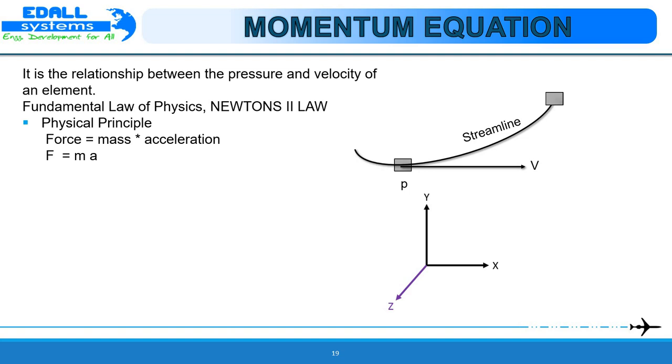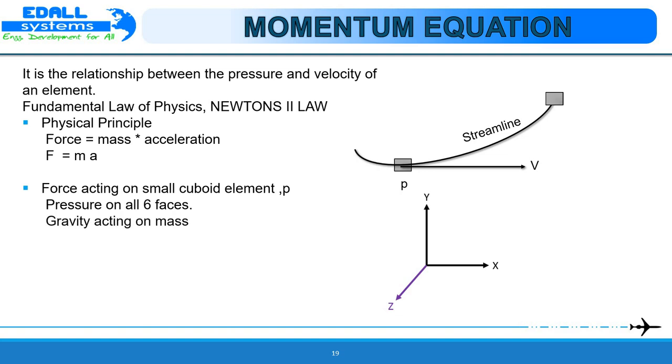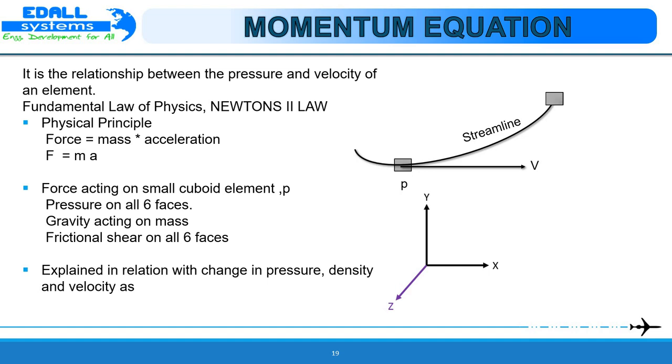Physically, the force is a combination of three phenomena: pressure acting in a normal direction on all six faces of the element, gravity acting on the mass inside the element, and frictional shear acting tangentially on all six faces of the element. Explained in relationship with change in pressure, density, and velocity, these give Euler's equation and Bernoulli's equation.